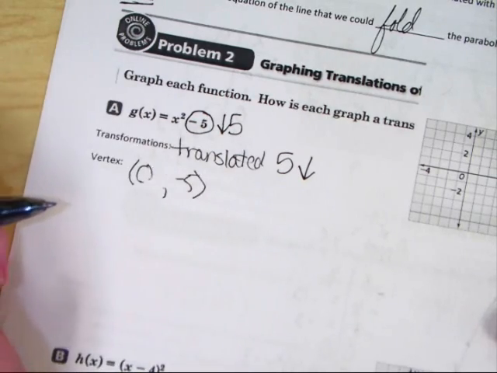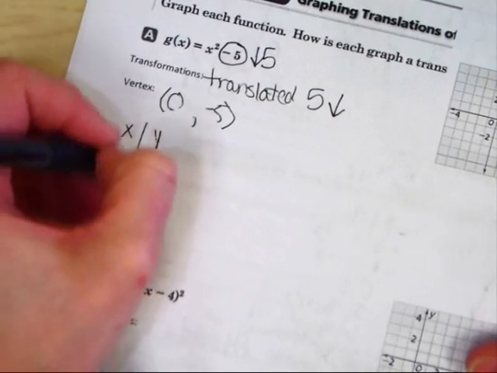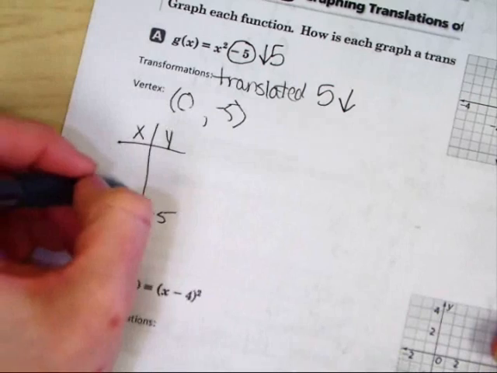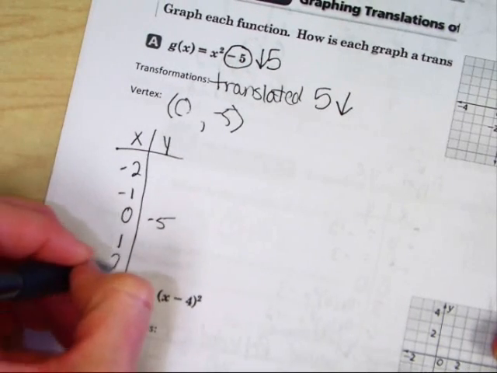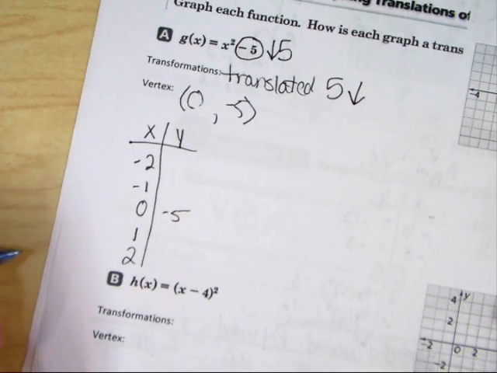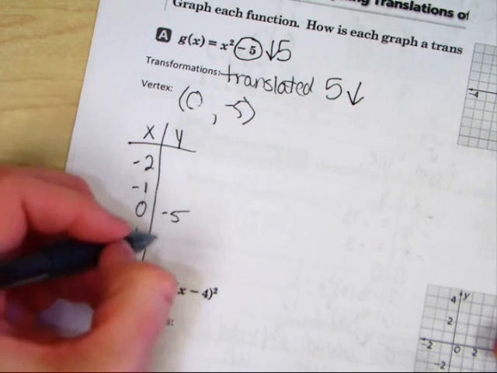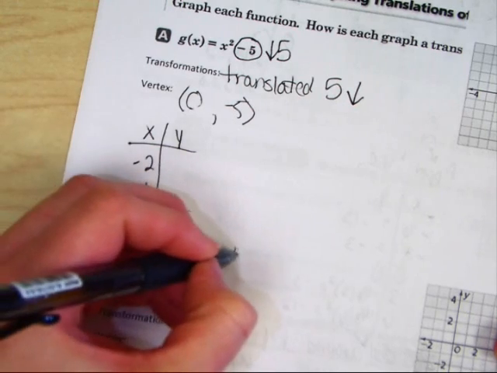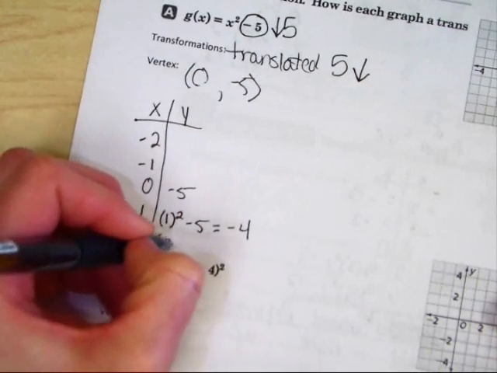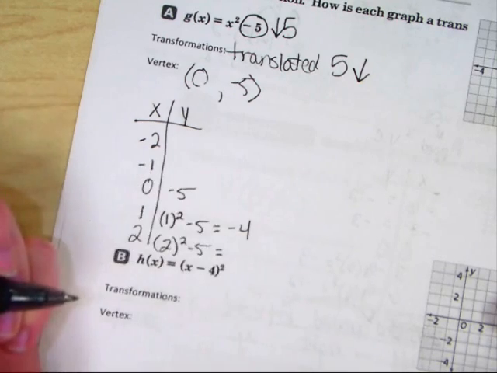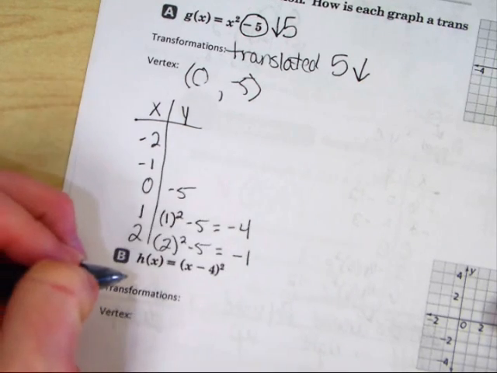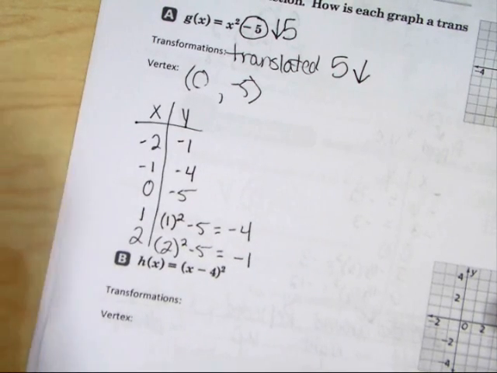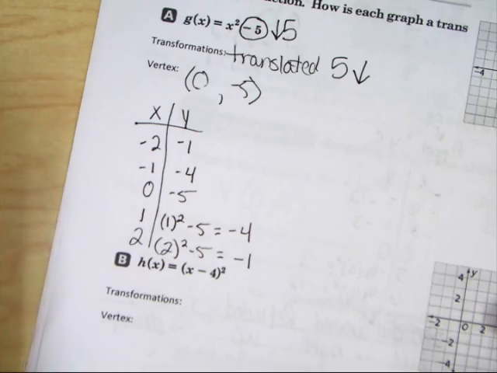Negative 5. So when I make my xy chart, I put 0, negative 5 right smack dab in the middle. I surround it with normal numbers because I have no fractions to worry about. And I plug those normal numbers in. So I'll do 1 squared minus 5 is negative 4. I will do 2 squared minus 5, that's 4 minus 5, is negative 1. I will then reflect these numbers up here, trusting that I did it correctly. If you don't trust yourself, plug those numbers in. You'll get the same thing.